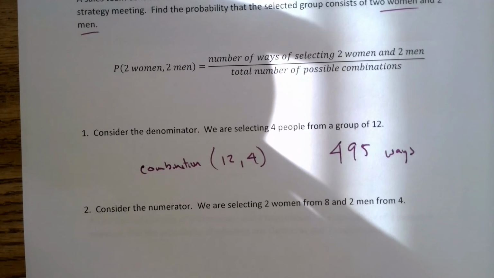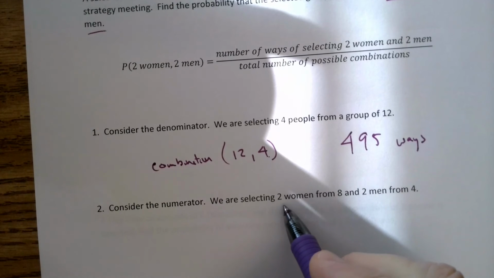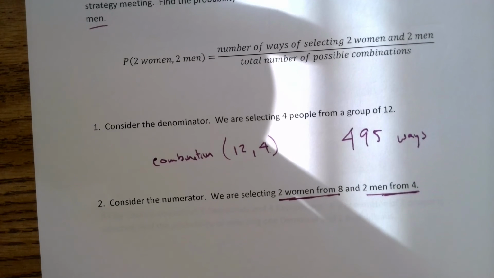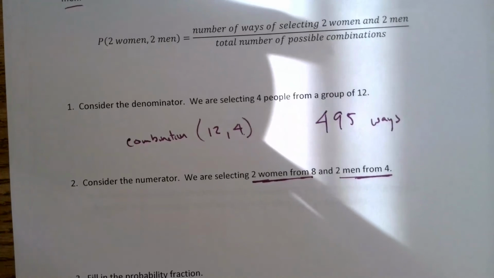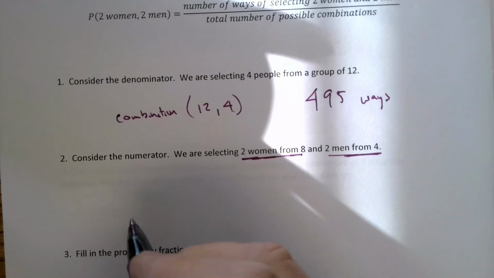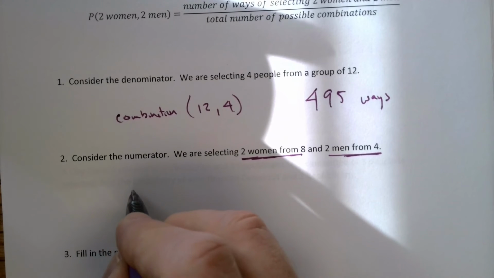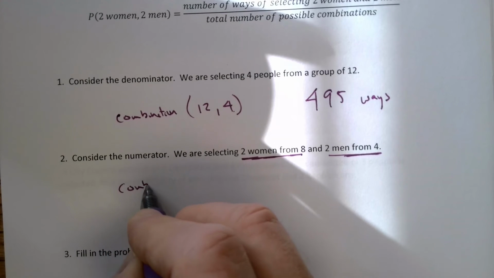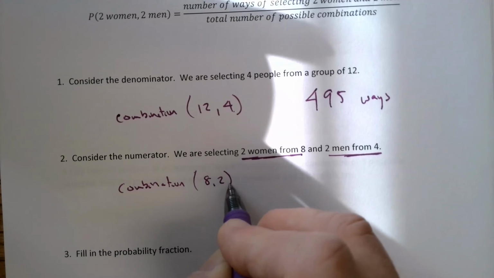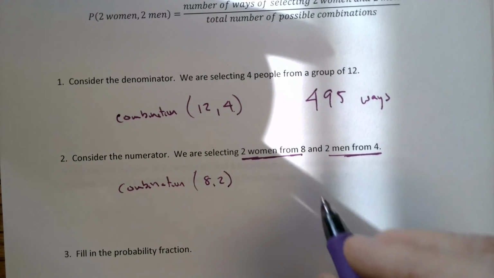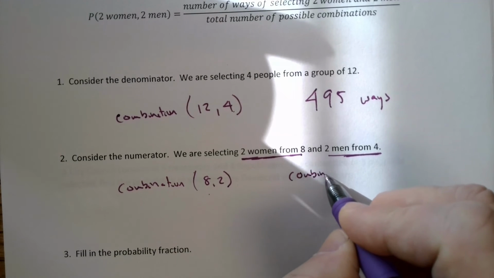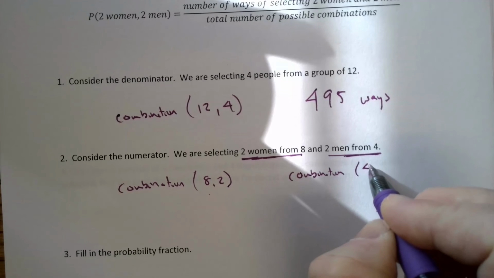Okay, now the numerator. We're going to select 2 women from 8 and 2 men from 4. So if you remember from your combination permutations lessons, if I need to pick 2 women, that's a combination 8 comma 2. And I need to pick 2 men. Doesn't matter which they are or the order. Combination 4 comma 2.